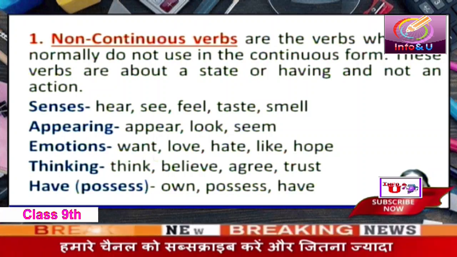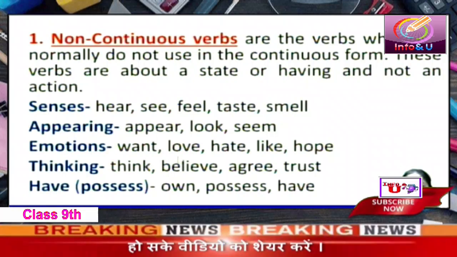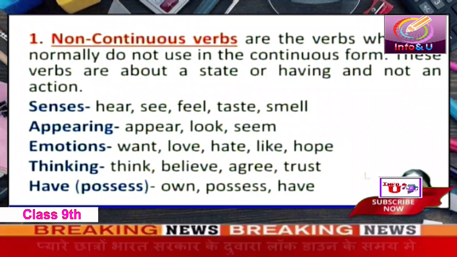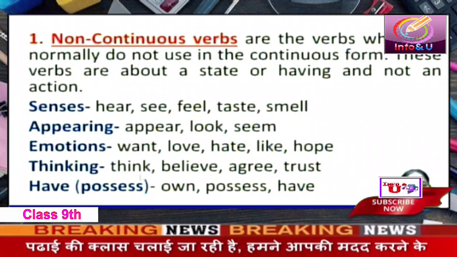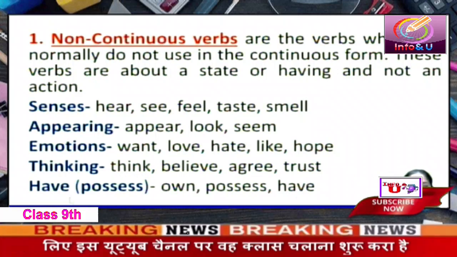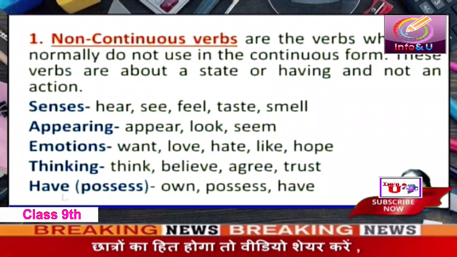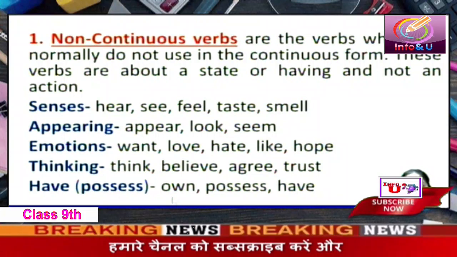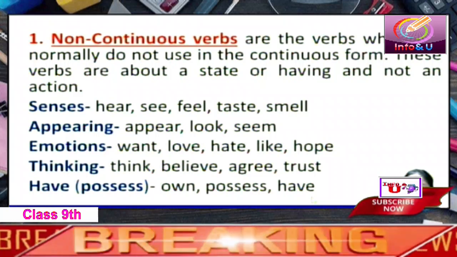For emotions like want, love, hate, like, hope, we don't say I'm loving you. Think, believe, agree, trust. These are thinking verbs. We don't use continuous forms of these verbs also. Have or possess. To have something means to possess something. Have is used in two senses. That means one is to possess and the other is to take or eat. Own, possess and have. These verbs also do not have continuous form.